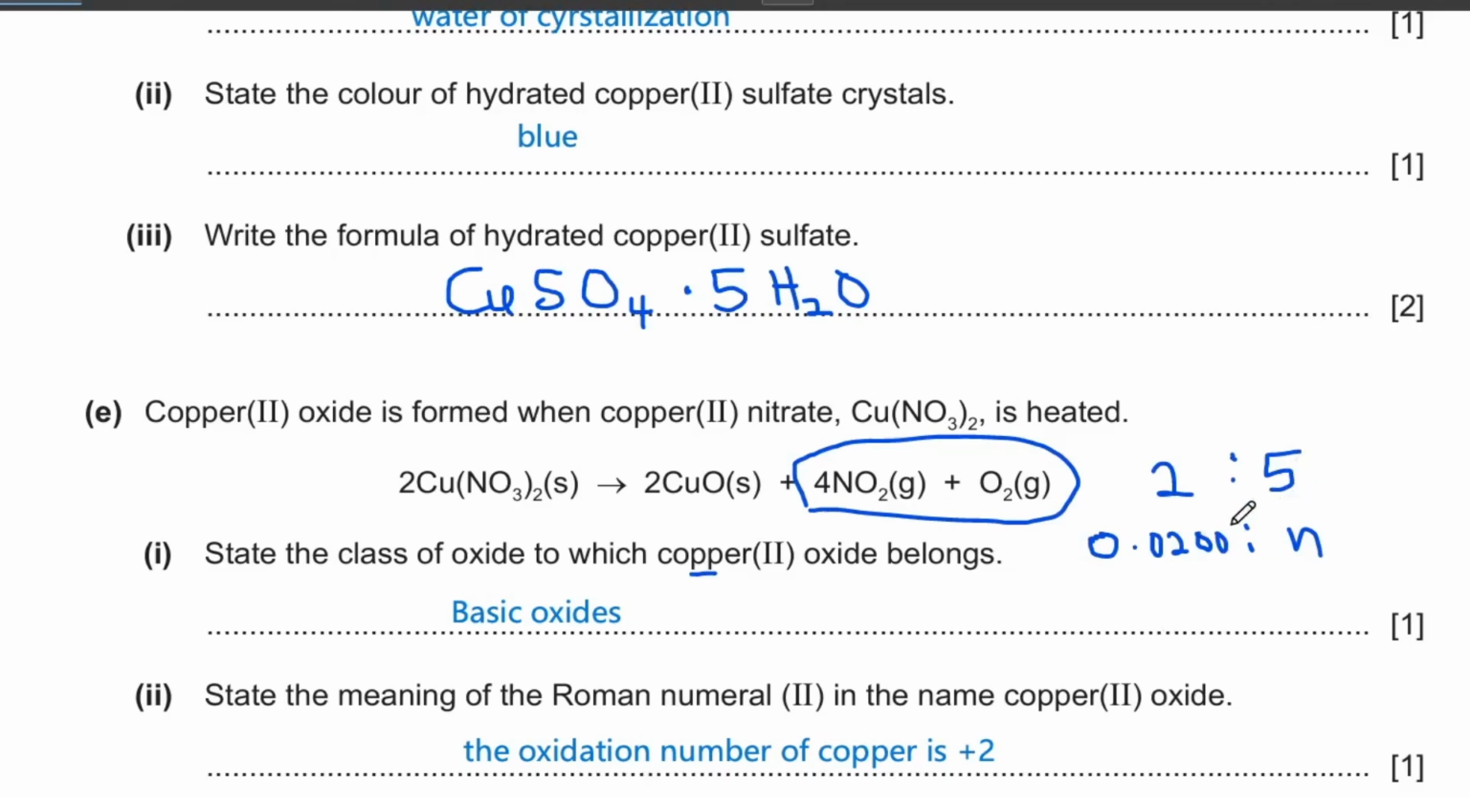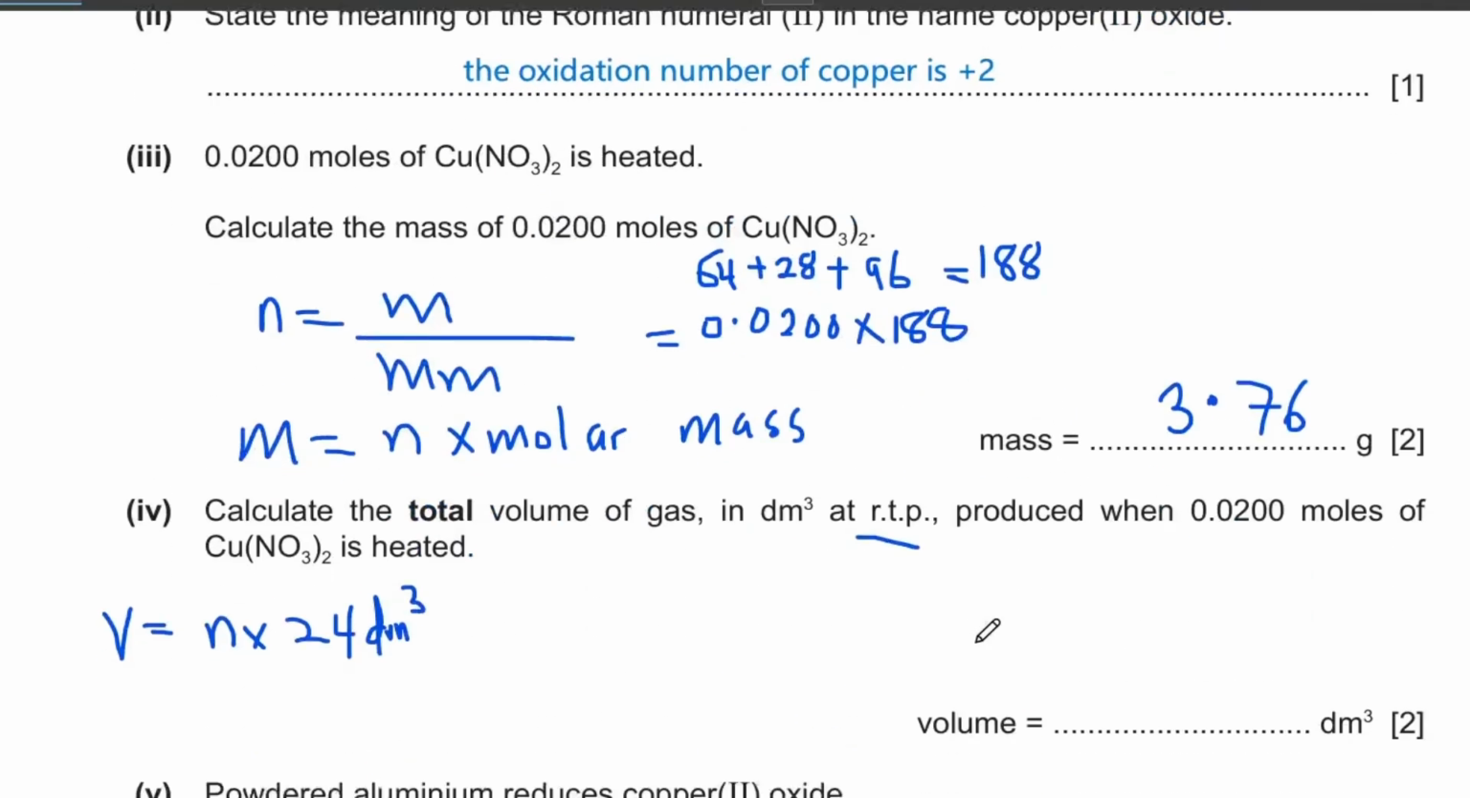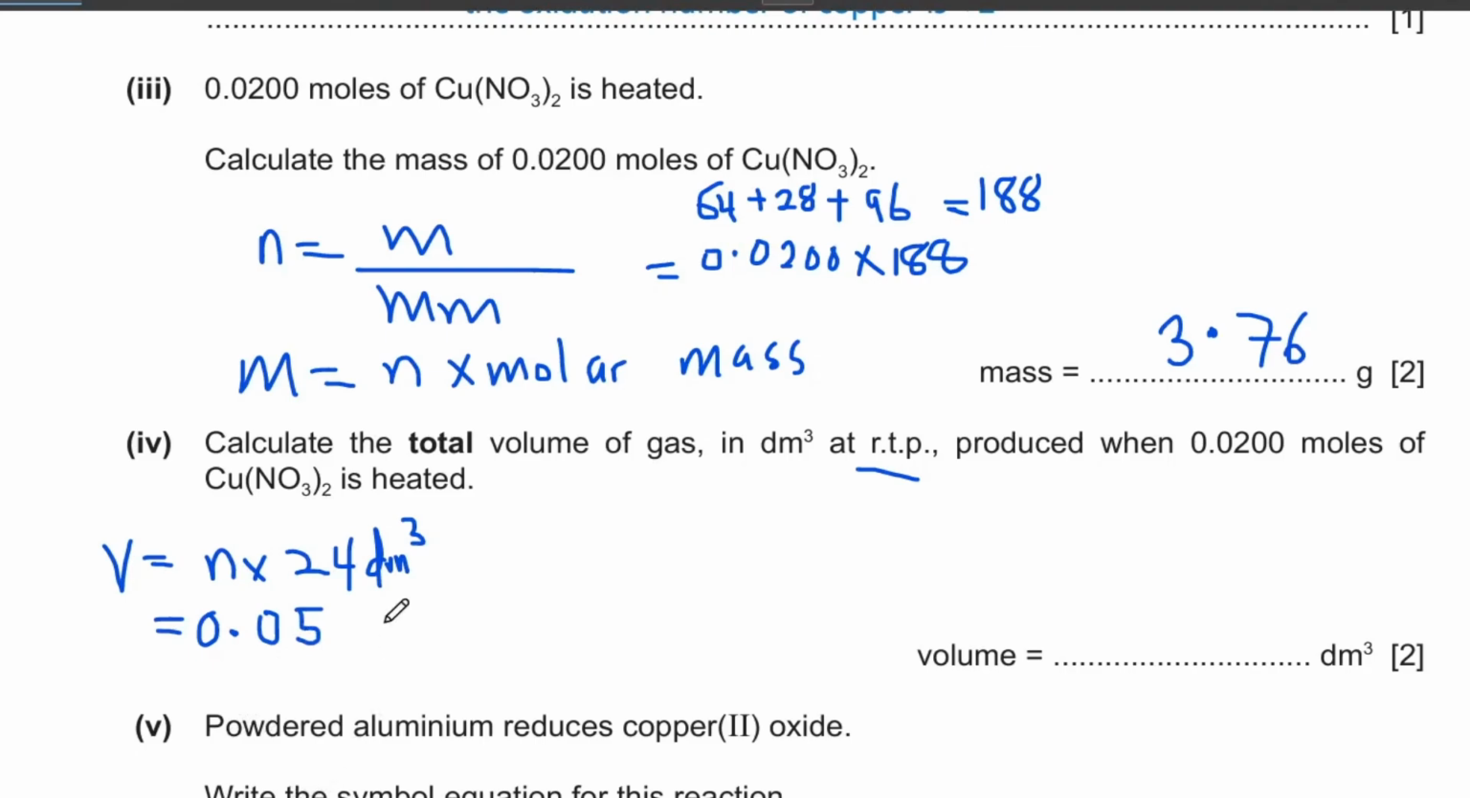So next is to cross multiply. And when you cross multiply, it's going to be 0.0200 multiplied by 5, which is equal to 2n. And 0.0200 multiplied by 5 is equal to 0.1. And 2 multiplied by n is going to give you 2n. So what we do is divide both sides by 2. So 0.1 divided by 2 is going to give us 0.05. Now multiply by 24. So therefore, the volume of gas occupied at RTP is going to be 1.20 dm³.